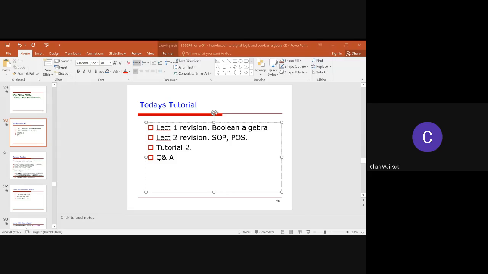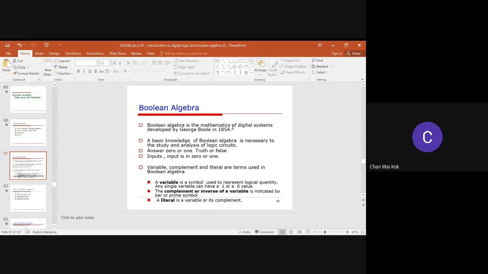Today in this tutorial, we're going to do revision 1 on Boolean Algebra, revision 2 on sum of product and product of sum. Then we go through tutorial 2 and we can have the Q&A session after that. Let's get started. Boolean algebra was developed by George Boole in 1854.